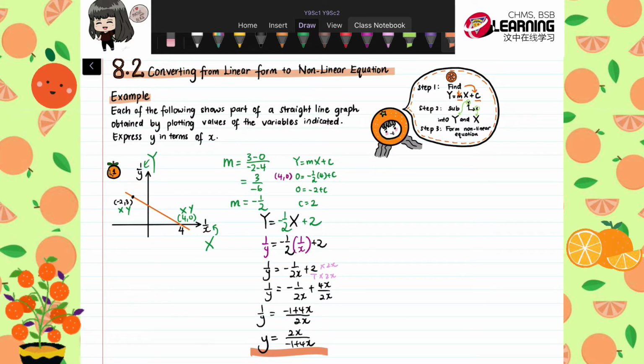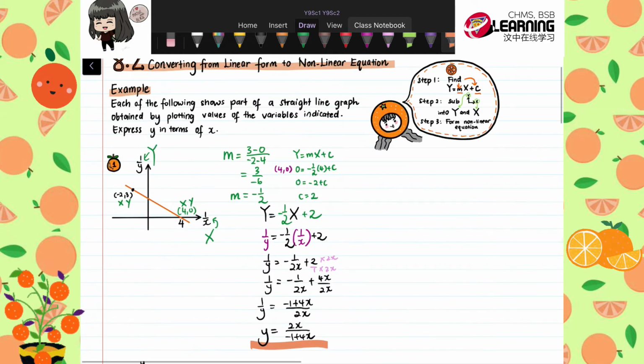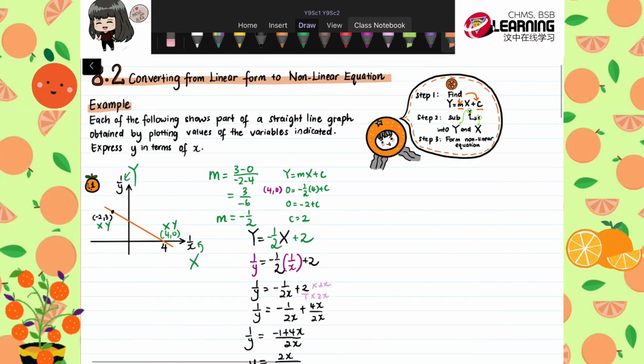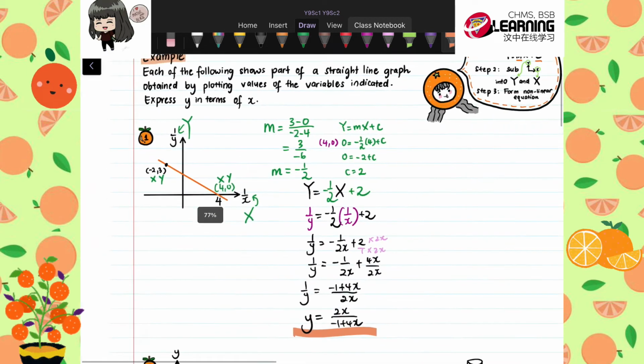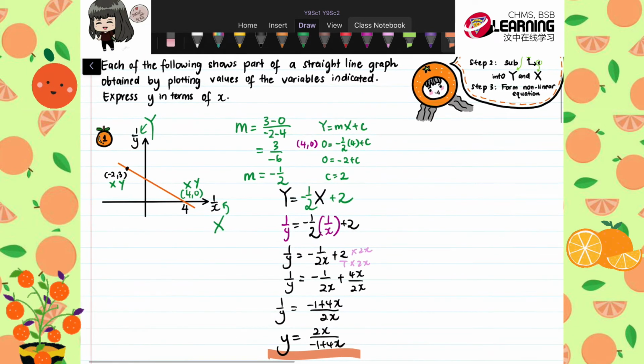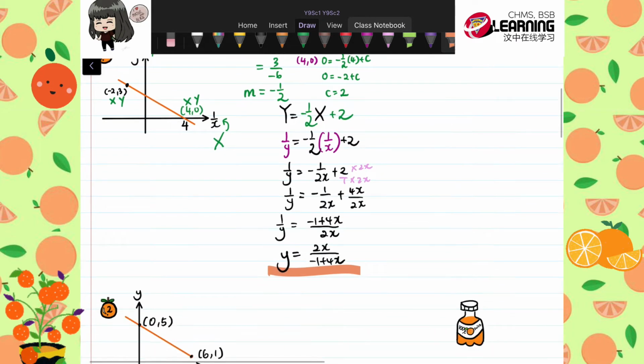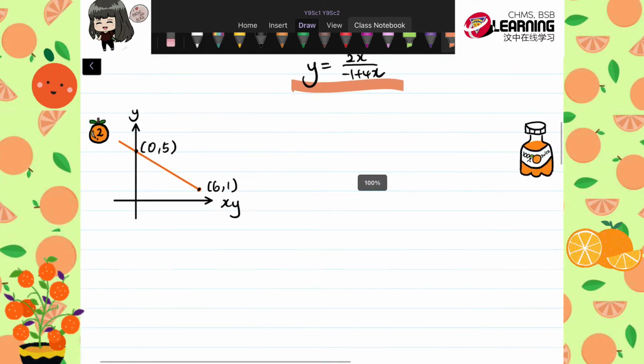Okay, so let's go to question number 2. Today we just need to practice these 3 steps, okay? These 3 steps meaning to say that from a graph that is given, you need to form an equation, and the equation that they want you to find is y in terms of x. So let's look at question 2 here.